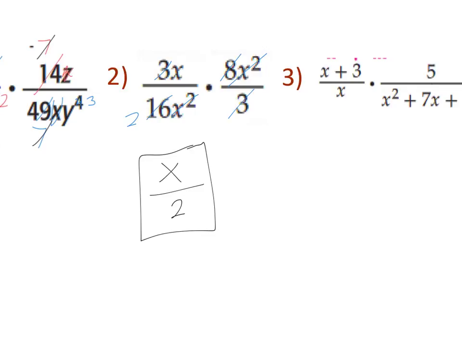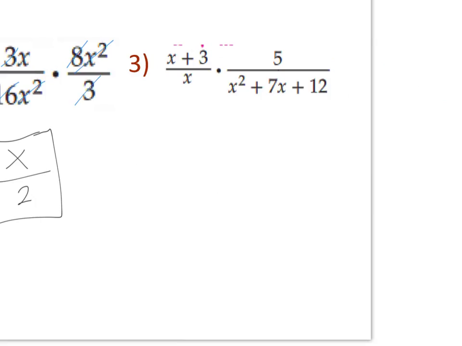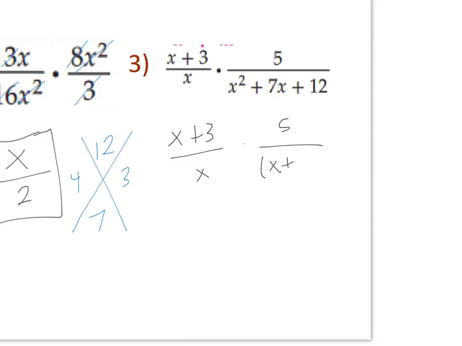Let's take a look at number 3. Okay, 3's got a little bit more going on. I see x plus 3 over x times 5 over x squared plus 7x plus 12. So I actually need to factor that denominator in the second fraction. So factors of 12 that add together to give me 7 are 4 and 3. So I really here have x plus 3 over x times 5 over x plus 3 times x plus 4.